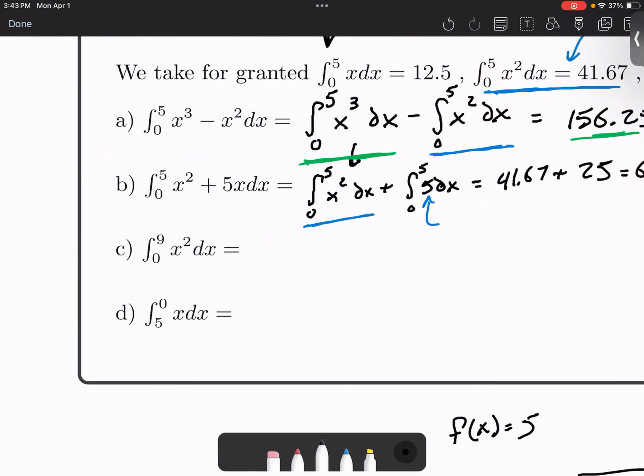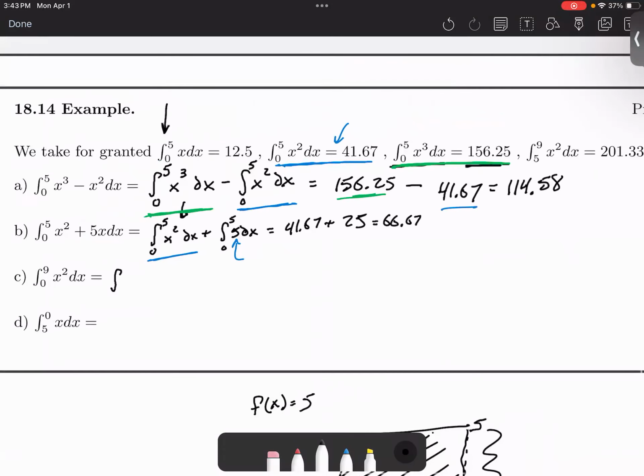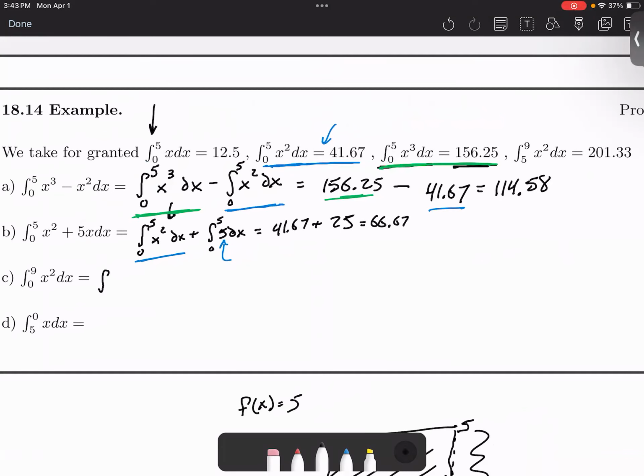All right, now for the integral between 0 and 9 of x squared. Let's see what information in the problem we can use. I can use this information along with this information. So effectively, if I can draw the picture, we've got the x squared function between 0 and 9. And what we can use is I can integrate this function up until 5 and find this area here.